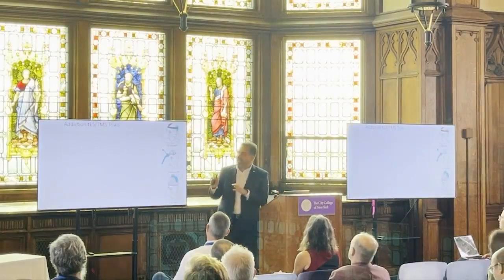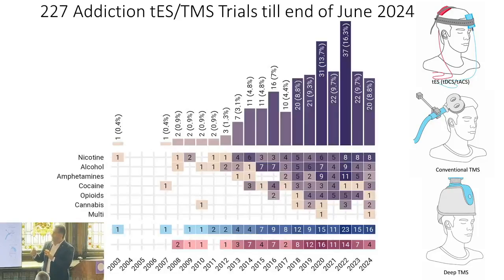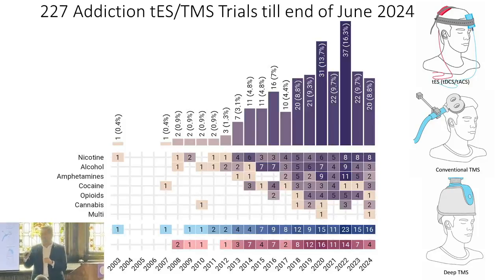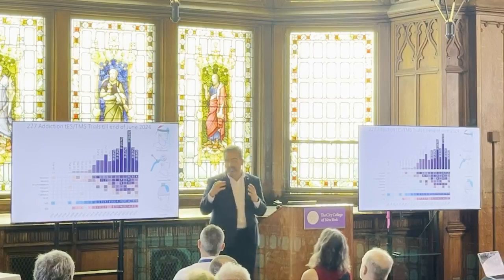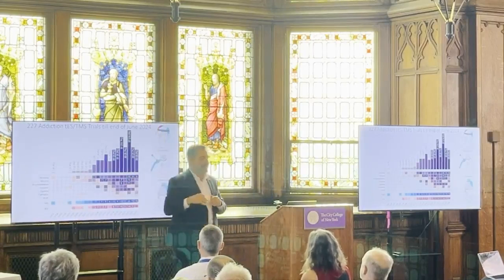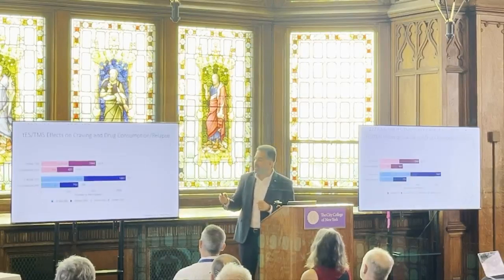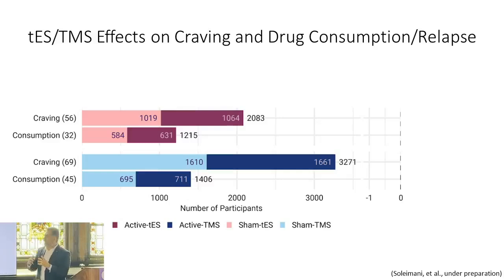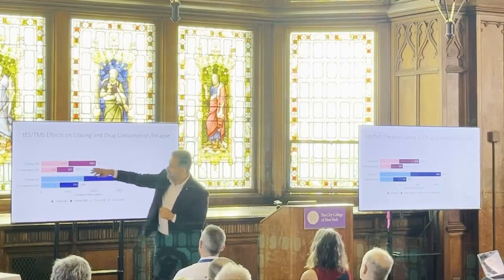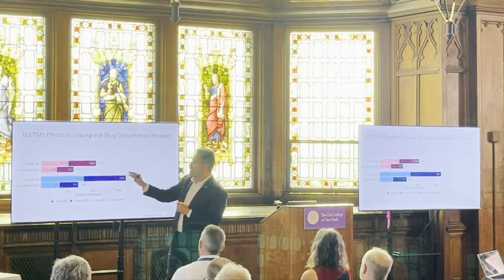So when we talk about addiction TES and TMS trials, we are talking about more than 200 trials. Up to the end of June 2023, we have 227 trials using TES and TMS, starting from 2003, 2007, and then boom, just going up, and now we are expecting more and more advanced trials in the field. If you put all of them together, there is an overall effect on craving and consumption, whether we are talking about TES or TMS, and we are talking about thousands of patients, like 3,000 for TMS and 2,000 for TES.